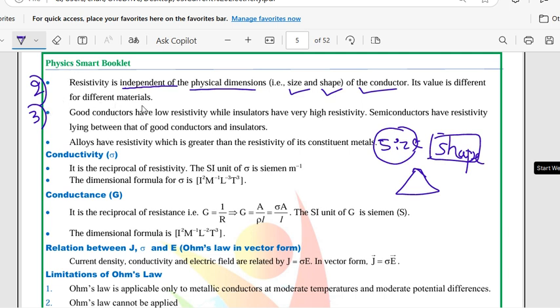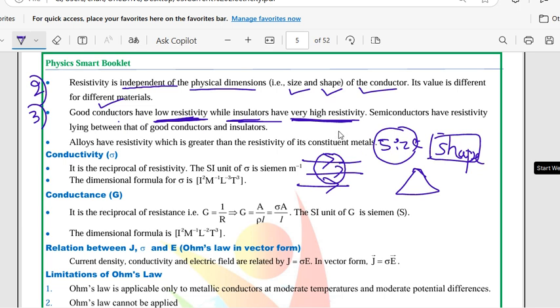Now the third factor: good conductors have low resistivity, while insulators have very high resistivity. Let me make this clear. What are good conductors? Those which allow electricity to pass through them easily. Whatever conductors allow electricity to pass through them easily are called good conductors, and they have low resistivity.